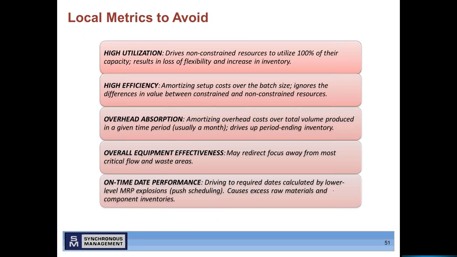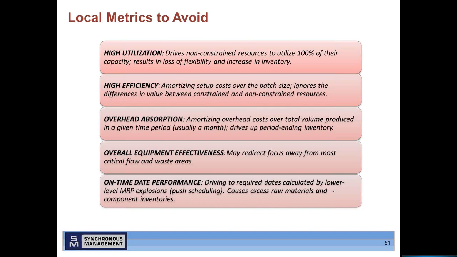Okay, you're probably all familiar with some of these metrics. High utilization. Get 100% utilization out of your resources because you think it keeps your costs down. And of course, what happens is when you do that, since not every resource is a bottleneck, you end up increasing inventory and losing flexibility. Okay, or high efficiency, where I take my changeover cost and I amortize that cost over the batch size so that the larger batch I run, the lower my unit cost was, okay?